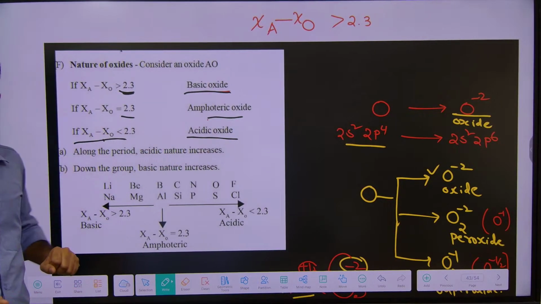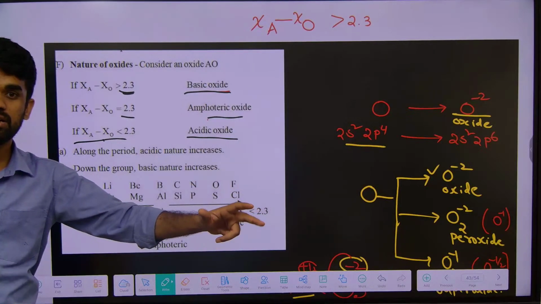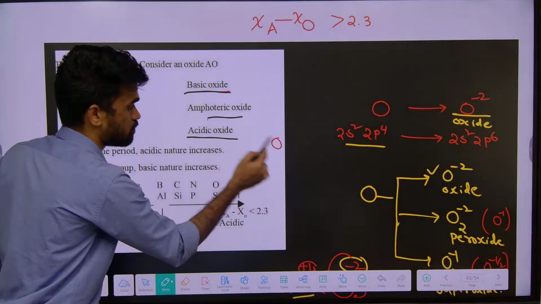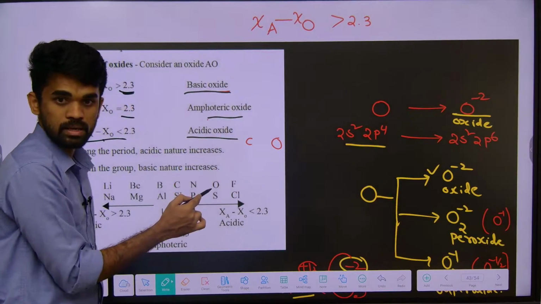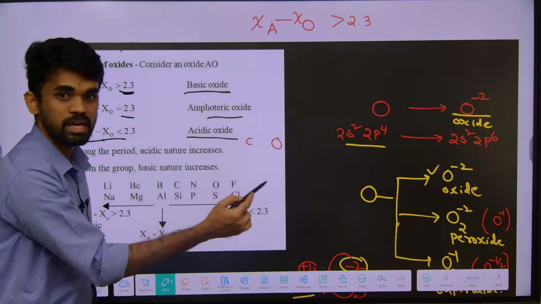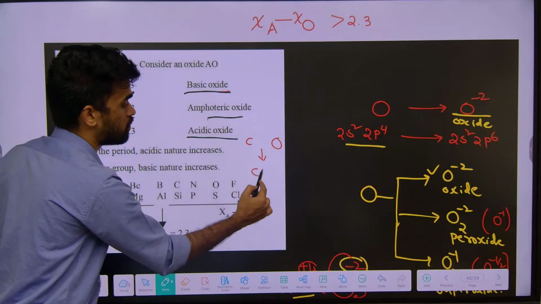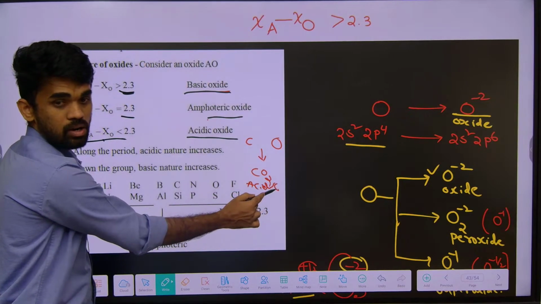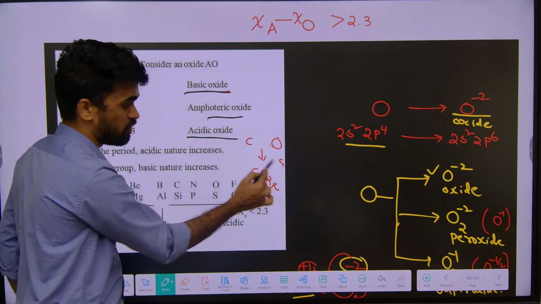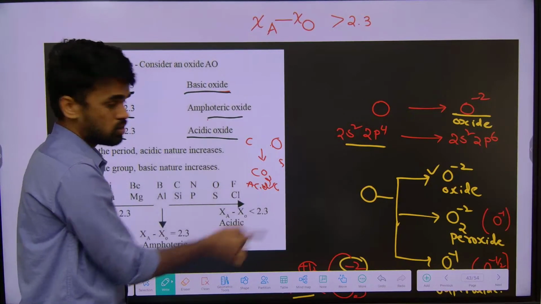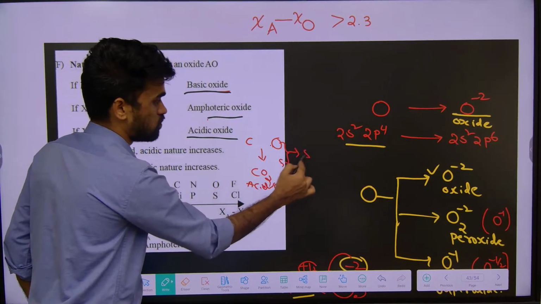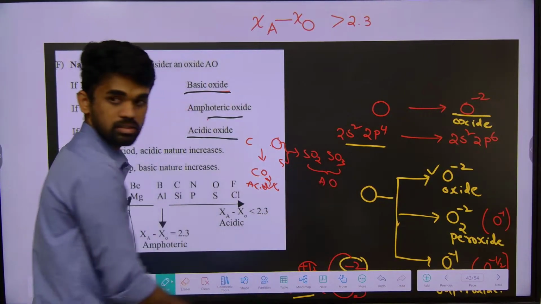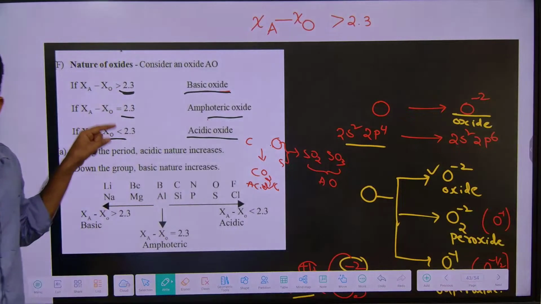Less, when do we see that? If both combining species are non-metals. Oxygen is there, and next to oxygen, let us say carbon is there. So carbon and oxygen we generally expect a CO2 kind of oxide, which is an acidic oxide. Below oxygen is sulfur. This is also a non-metal. So the combination of these two gives you SO2 or SO3. So these are also acidic oxides. Is it understood why we say this?